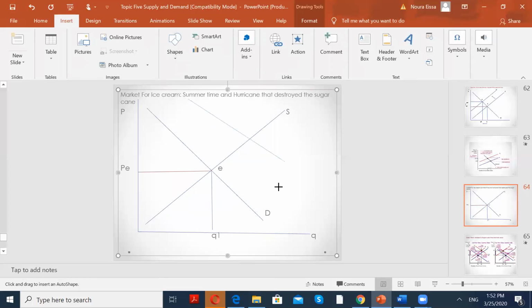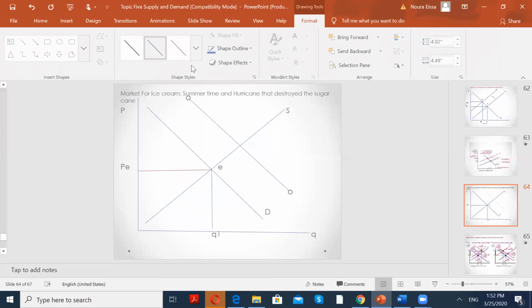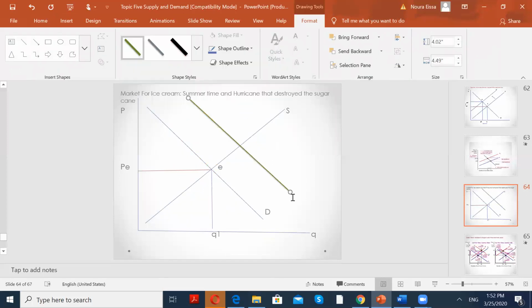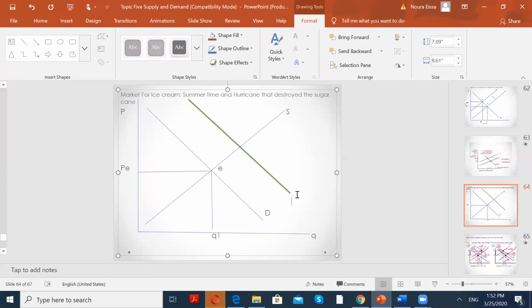Right here. All right. And this is demand 1. Okay, and then you have what? A hurricane that destroyed the sugarcane.